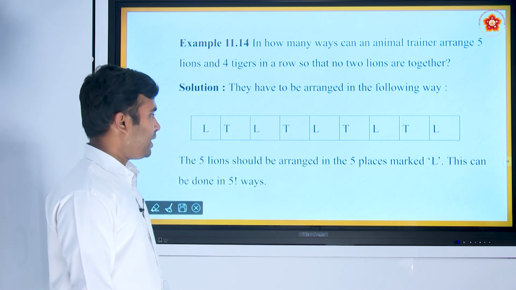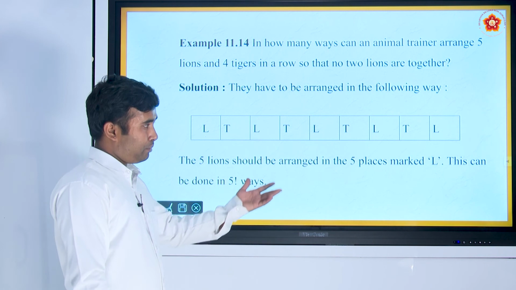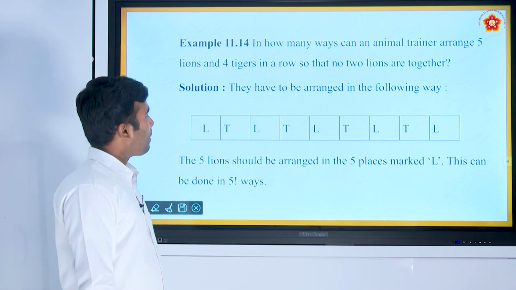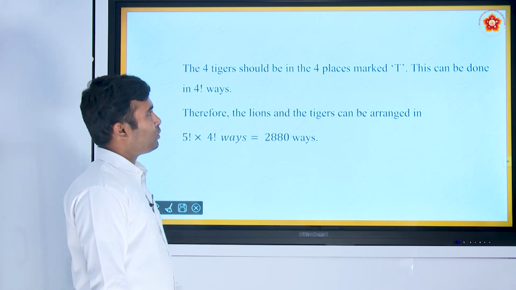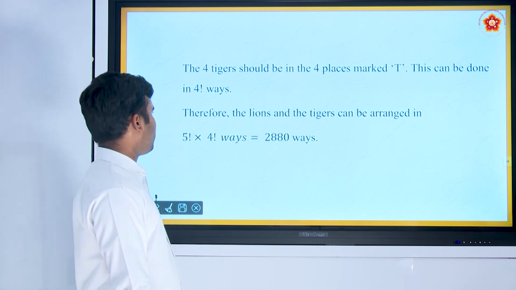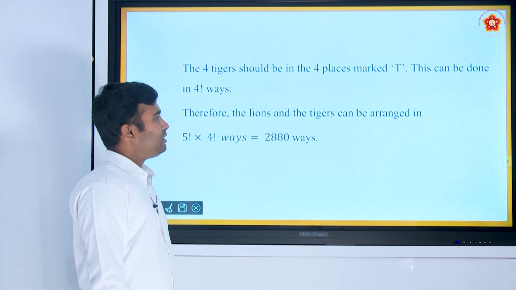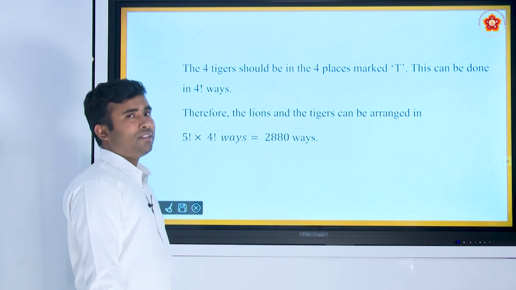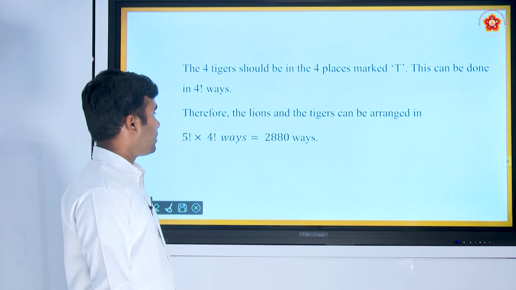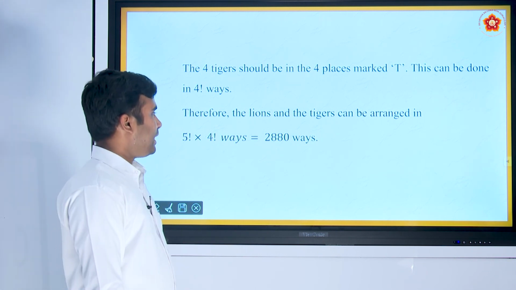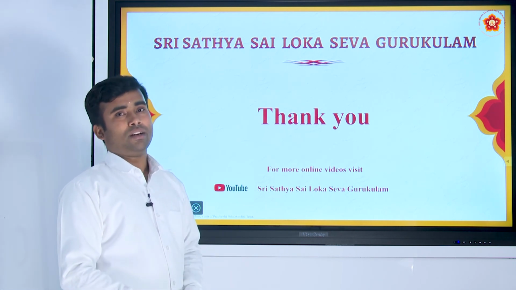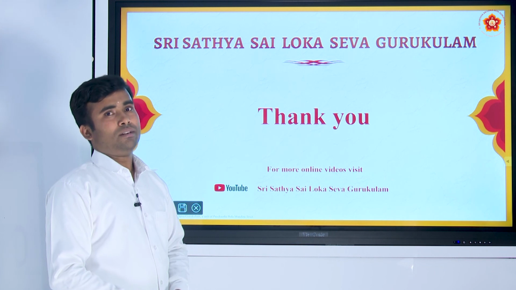The 5 lions should be arranged in the 5 places marked L. This can be done in 5 factorial ways. The 4 tigers should be in the 4 places marked T. This can be done in 4 factorial ways. Therefore, the lions and the tigers can be arranged in, it's simple, no, 5 factorial into 4 factorial ways. That will be 2880 ways.